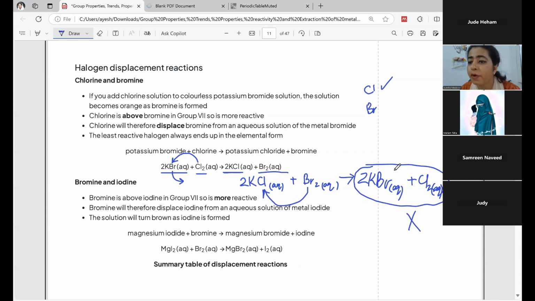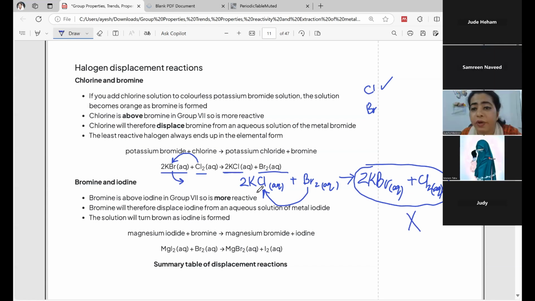This is the expected product that we wrote, but it is not possible in reality. Why? Because bromine is less reactive than chlorine. A less reactive bromine can never come and replace the more reactive chlorine over here. But the opposite is possible. The opposite is already written here: chlorine can come and replace bromine. Bromine cannot come and replace chlorine here. Okay, yes, Samreen.